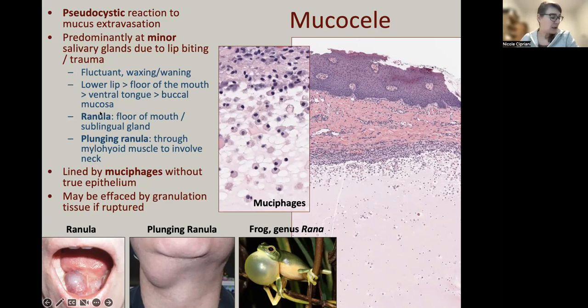And so if this plunges deeply into the floor of mouth or sublingual gland, it's a ranula. If it goes all the way through the muscle to involve the neck, through the mylohyoid, this would be a so-called plunging ranula. And as you may remember, this is derived from the appearance of the gullet of a frog that has this sort of ball on its neck, frog being Latin rana, right? So hence that's where ranula comes from. I always like to know why we get the names that we get. That's a fun one.